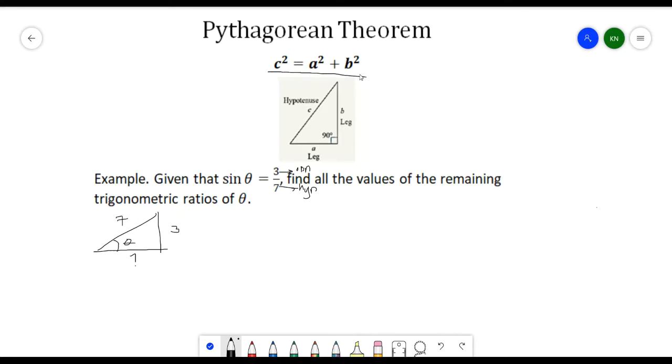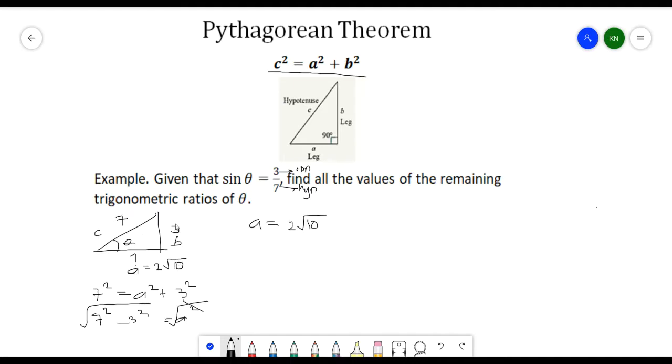We can use this as our formula, and we already know that this is c, this is b, and this is a. So from the formula, we have 7 squared is equivalent to a squared plus 3 squared. Now, to get the value of a, we just have 7 squared minus 3 squared is equivalent to a squared. To isolate a, you just have to take the square root of both sides, right? To eliminate the square. So we have a is equivalent to the square root of 7 squared minus 3 squared, that is equivalent to 2 square root of 10. So this side here is equivalent to 2 square root of 10.